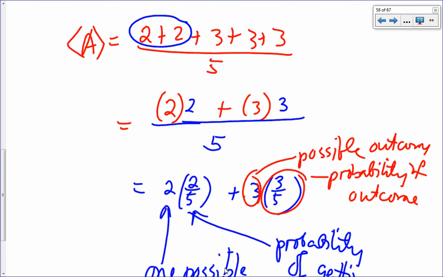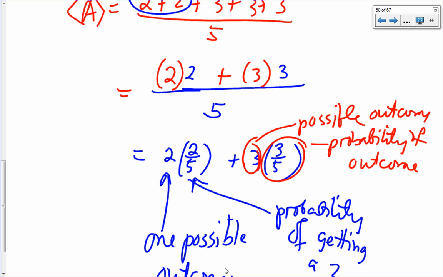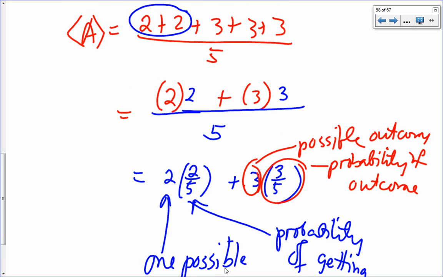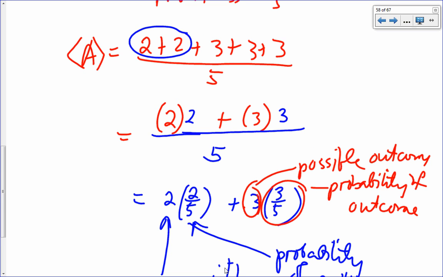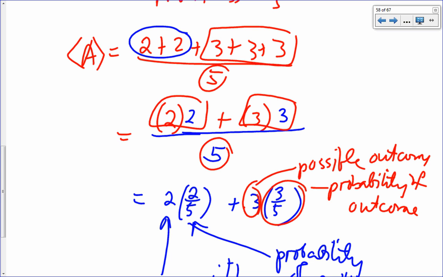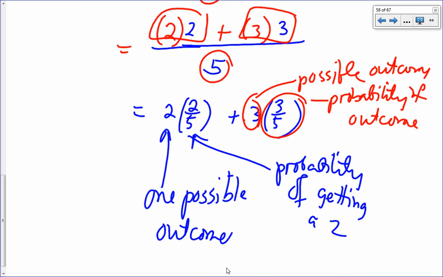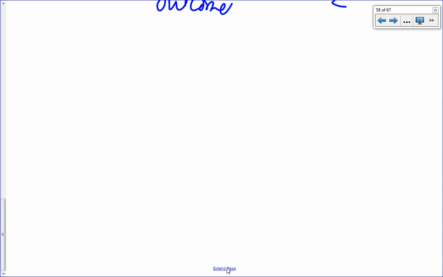Question? What's not equal? Which one? The first line and the second line? This is 2 times 2, and that's 3 times 3, and the denominator is 5. Okay, I guess those 2s and 3s are confusing.